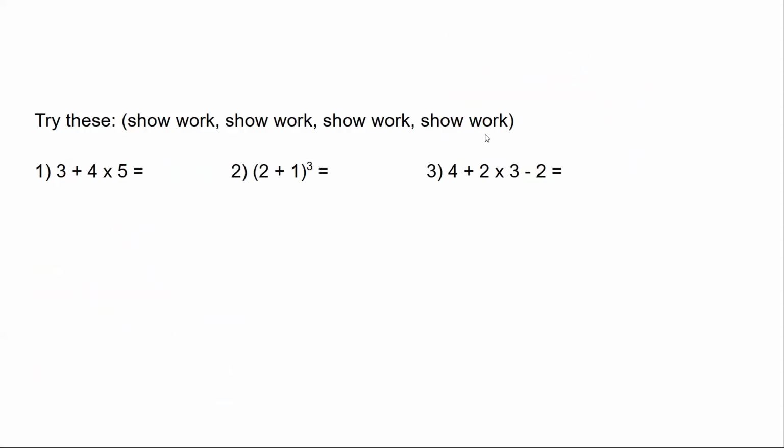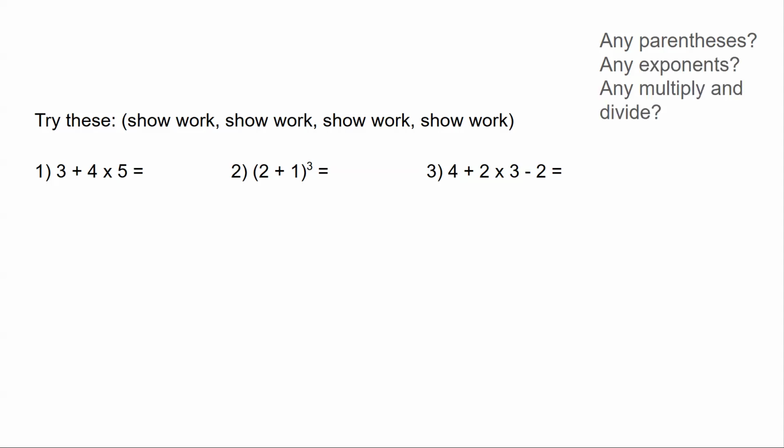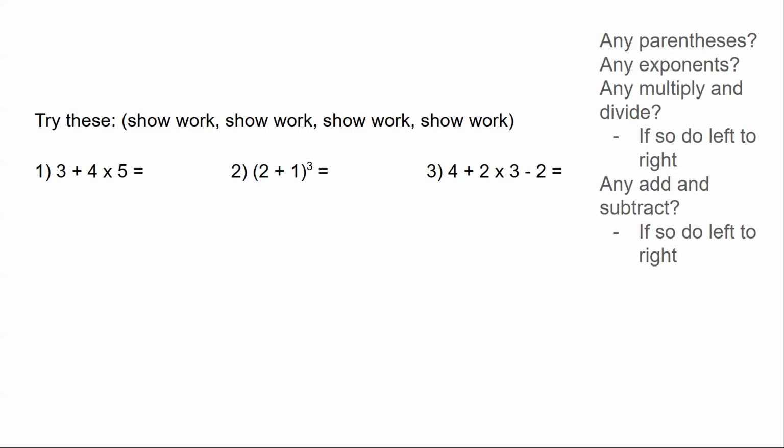All right, so we have 3 problems here. Feel free to pause this and work it yourself and then check my answers. And we're going to do the obvious thing. Are there any parentheses? Are there any exponents? Any multiplying and dividing? If so, do left to right. Any adding, subtracting? If so, left to right. So look at the first one. Number one, 3 plus 4 times 5. We want to multiply first, not add. 4 times 5 is 20, and then 3 plus 20 is 23.